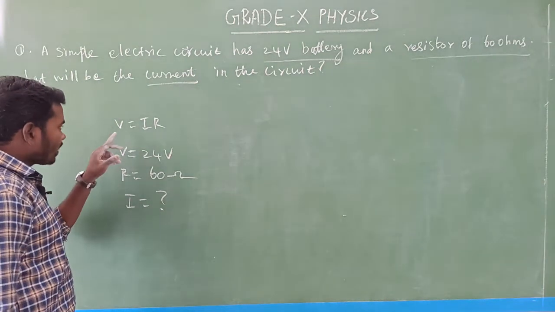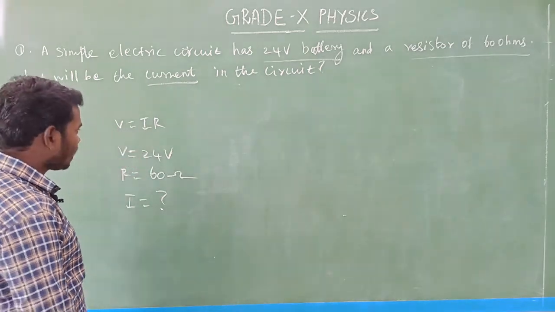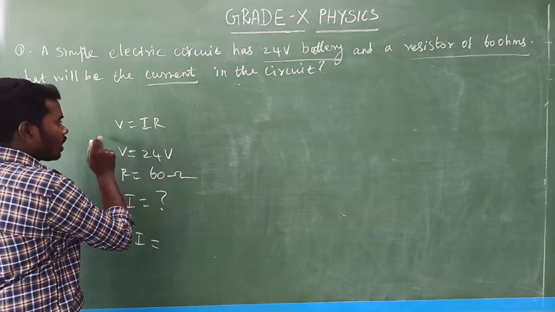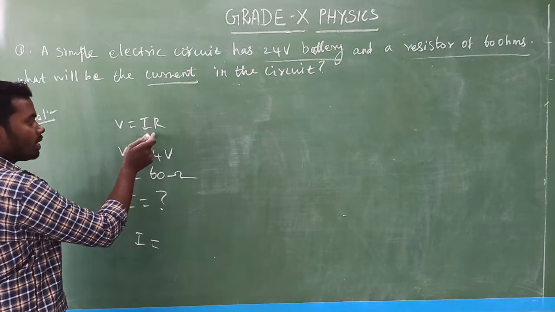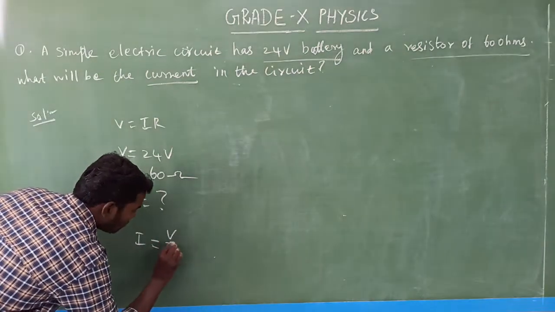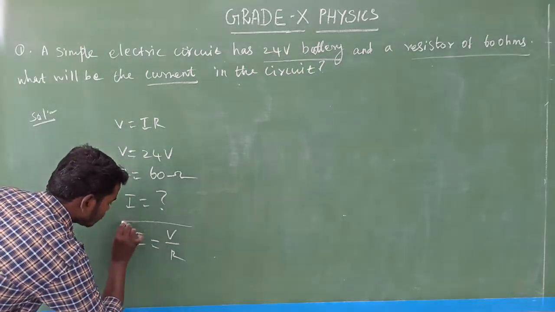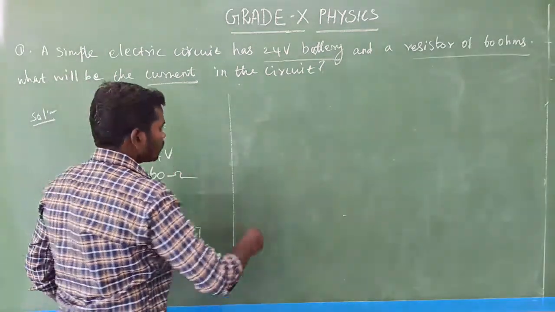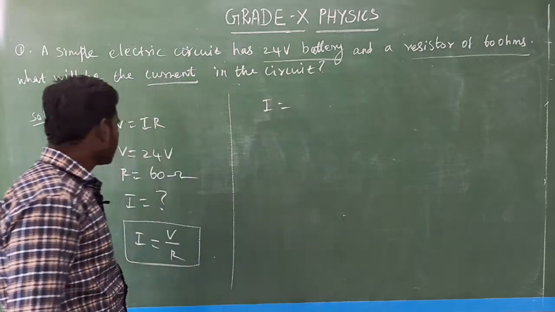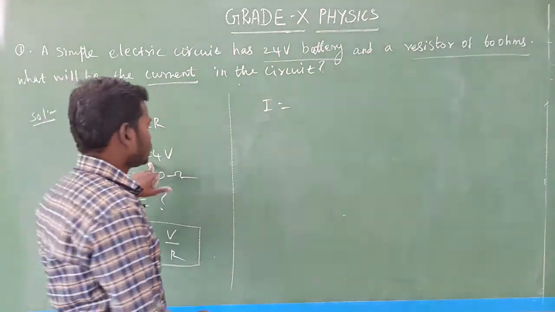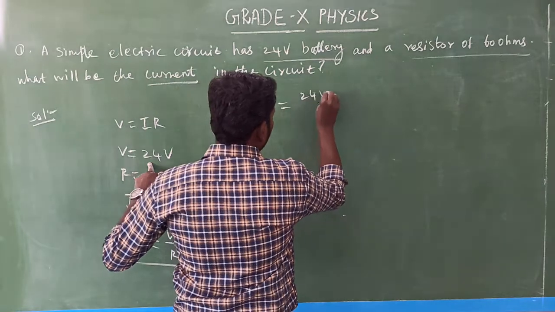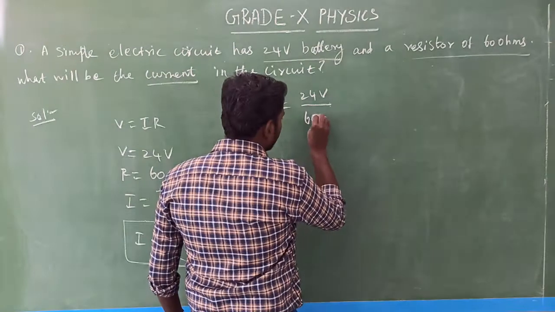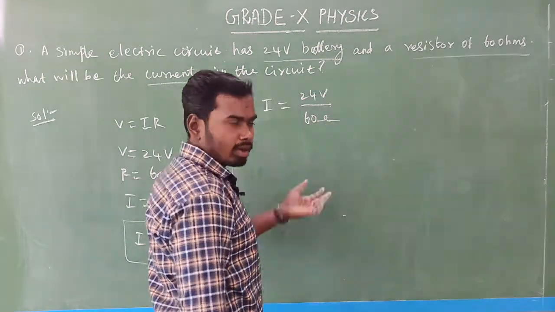According to Ohm's law, V equals IR. So I equals V by R. When the resistance comes to this side, multiplication changes into division, so we get V by R. This is the current formula, I equals V by R. So I equals V, 24 volt, divided by R, 60 ohm.